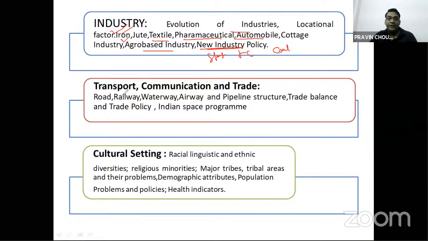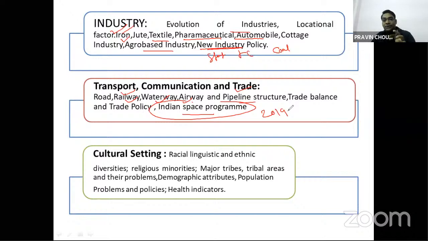Okay, apart from industry, you also have to study transport, communication, and trade, where you will study the transport infrastructure of our country, where road, railway, waterway, airway, pipeline structure, trade balance and trade policy, the Indian space program. There was a question in 2019 in the mains geography optional about the Indian space mission program. What are the achievements and what are the positive points India will gain from the different space programs of India. So there was a question last year.